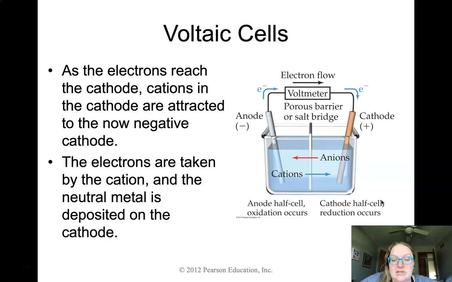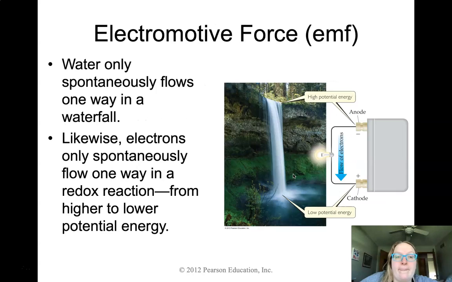Now, the other thing that we want to talk about is how electrons are taken by the cation. So for instance, if the cations are positively charged, then electrons are going to be attracted to them. So having a positive cation in solution actually attracts the electrons even further to them.